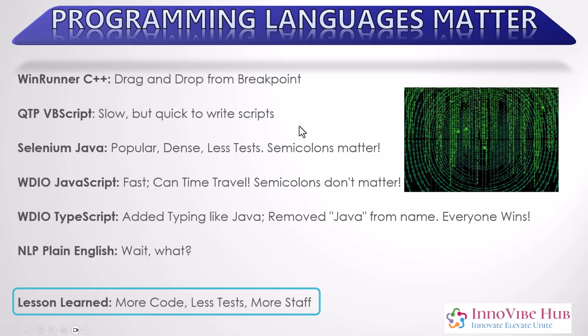Programming languages matter. As I mentioned, I started with C++. VBScript is slow, but it's quick to write test cases. Java is fast, but it's dense. And semicolons matter. JavaScript, it's so fast it can time travel. That's the one where I said you can execute test cases out of order. First thing you're going to learn with JavaScript or TypeScript in WebDriver IO if you happen to go that route. Semicolons don't matter, though, which is kind of cool, I guess. You can put them in, you can leave them out, don't care. And then we got NLP, Natural Language Processing, which is plain English. The lesson learned out of this is I always go with something.